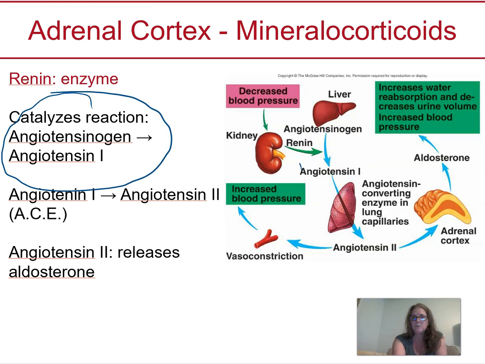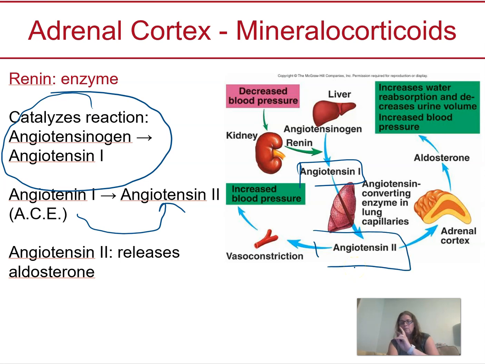Now, angiotensin 1 travels in your blood, and when it gets to your lungs, there's another reaction that happens. Angio 1 gets converted into angio 2. And the enzyme that does that is called angiotensin converting enzyme, or ACE, which you've probably heard of before, ACE inhibitors. So that's the enzyme that gets angiotensin 2. When we get angiotensin 2, it does two really important things. Number one, it vasoconstricts your blood vessels. So that's going to raise your blood pressure. Number two, it goes to the adrenal cortex and releases aldosterone.